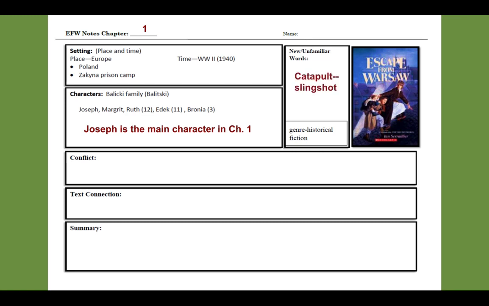Let's talk about an unfamiliar word from this chapter. When I read, I talked about Joseph making a catapult out of part of his clothing. I believe it was elastic from his sock or his shoe or something. A catapult is just another name for a slingshot. Okay? And so catapult and slingshot would be synonyms.